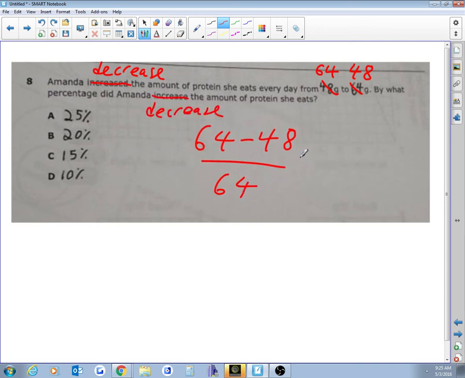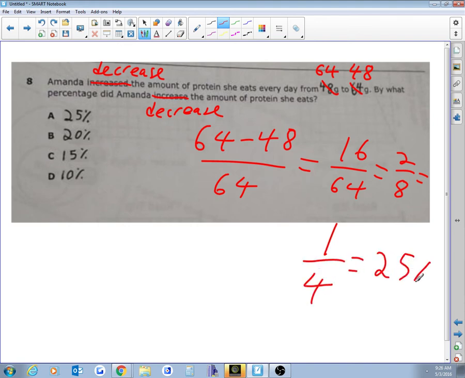So 64 minus 48 is 16. 16 out of 64. These are both divisible by 8. Divided by 8 is 2. Divided by 8 is 8. 2/8. Divide by 2 again, you get to 1/4, which we know is 25%. If you had a calculator, you could just divide this out. 16 divided by 64, you get 0.25, which we know is 25%.